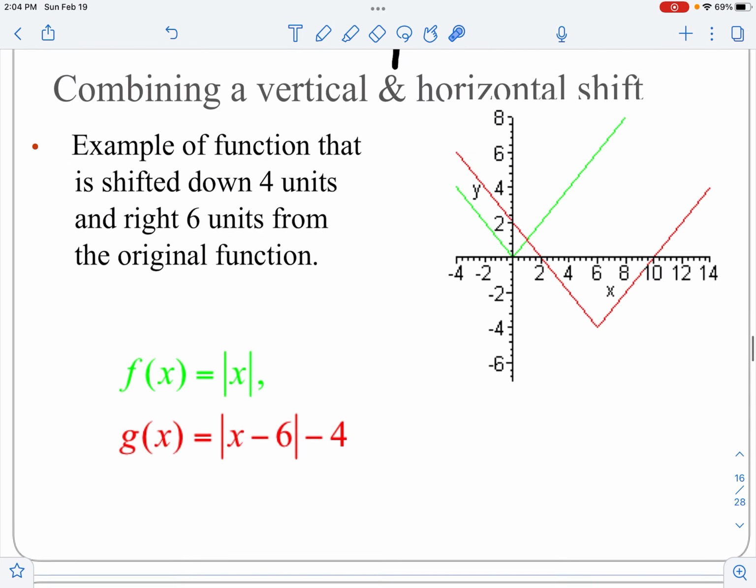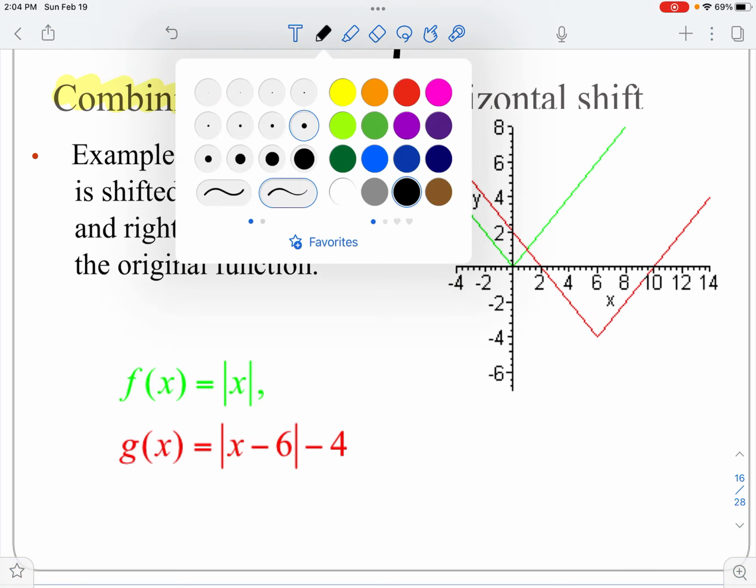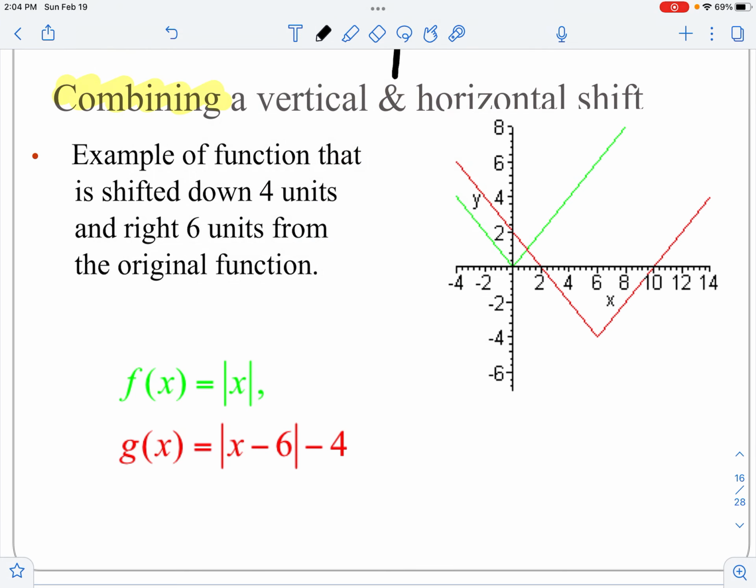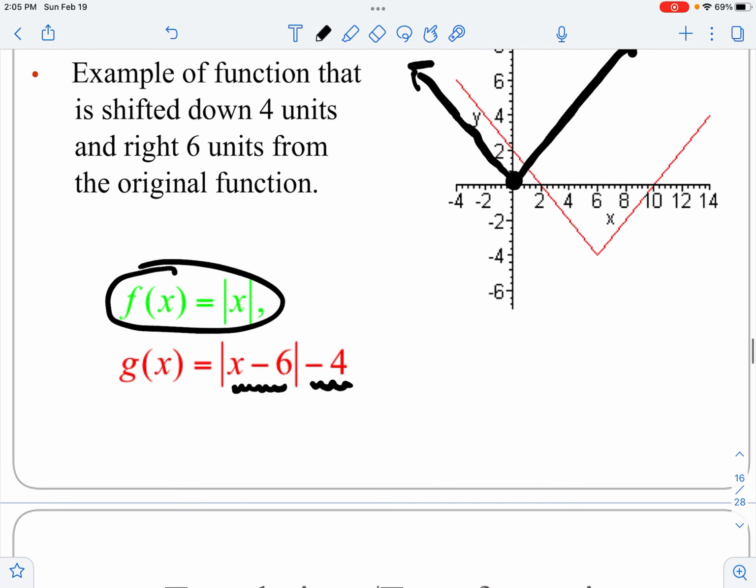Let's continue. So combining, it is okay to combine a vertical and a horizontal shift. For example, we may have something that's shifted down 4 units and to the right 6 units from our original function. So here our original function is f of x equals the absolute value of x, which is this graph here. Notice it's the V shape. It goes through 0, 0. And now this new function has x minus 6 inside the absolute value and minus 4 outside the absolute value.